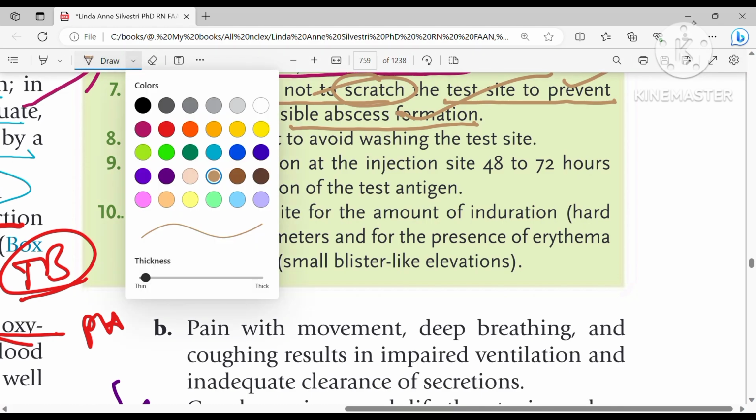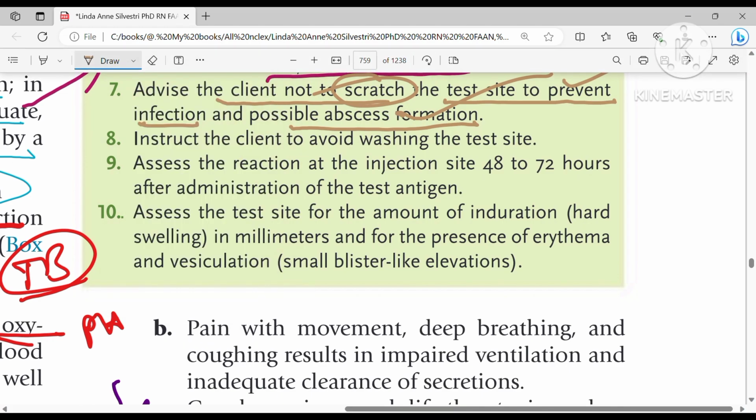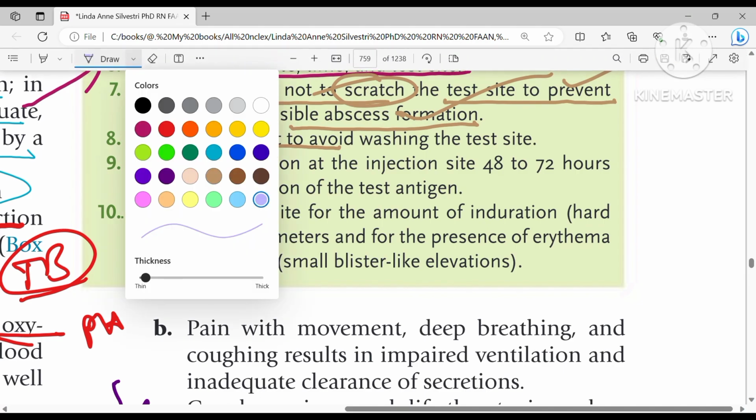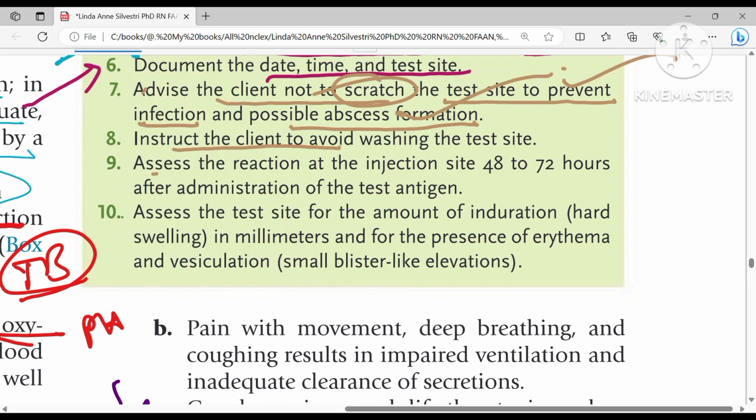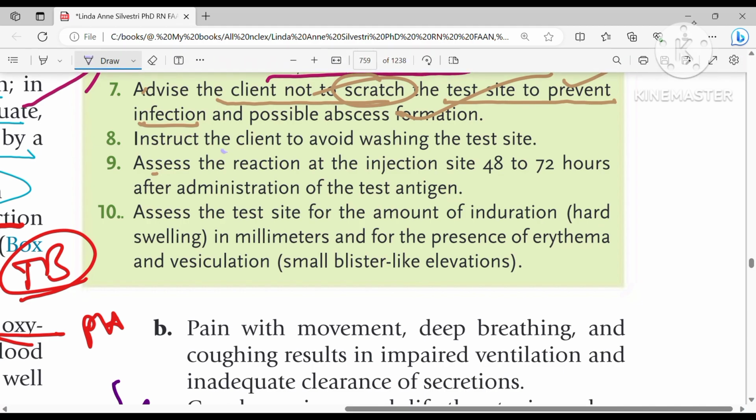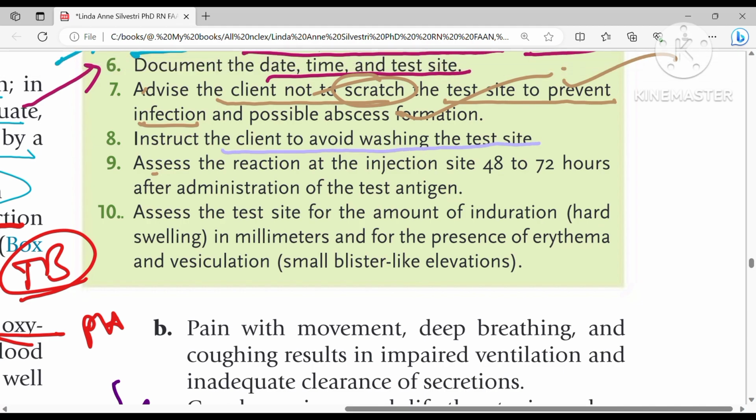Next point is to instruct the client to avoid washing the test site. What should we instruct the client? Instruct the client to avoid washing the test sites. So wherever we have done the test, we should not wash it.